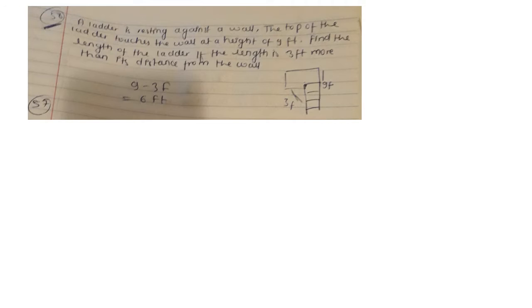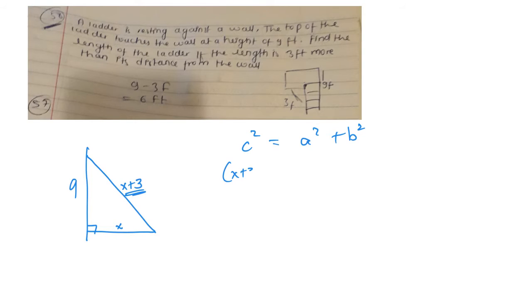Okay, next one, ladder leaning against a wall. Okay, so here's a wall, and then I've got a ladder leaning against it. The top of the ladder touches the wall at a height of 9 feet. Find the length of the ladder if the length is 3 feet more than its distance from the wall. So if this is x, then the length of the ladder is x plus 3. So it's a right angle, so it's Pythagoras. C squared is equal to a squared plus b squared. This is my hypotenuse, so x plus 3 squared is equal to, say, x squared plus 9 squared.